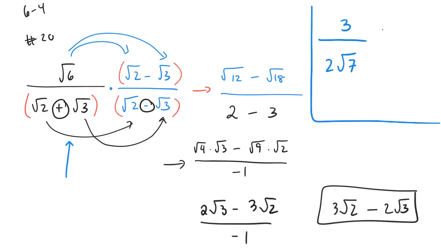Root 7. Good. Not 2 root 7. You can do it, and it's fine. You wouldn't be wrong, but you would be adding another step of simplification by putting a 2 there also. You would multiply out, and you would reduce by 2. So yes, you just use the irrational portion.